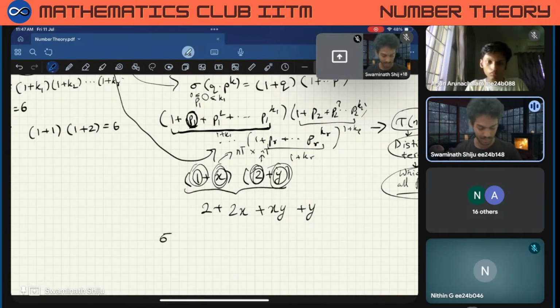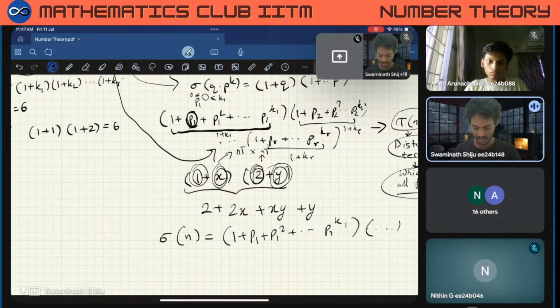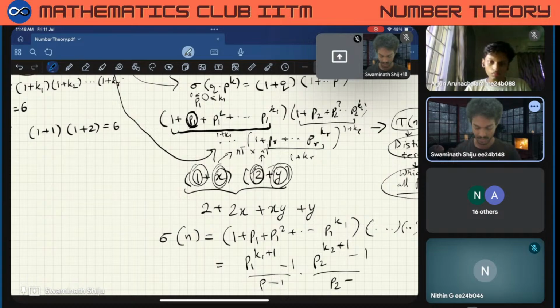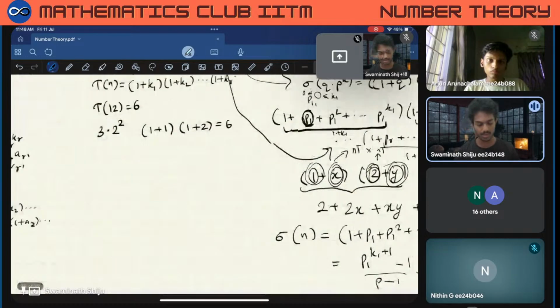So with that, we proved that sigma n would be p1 power 0 plus p1 plus p1 square, and so on, up to p1 power k1, into all that. Now again, this is a GP. We can simplify this again: p1 to the power k1 plus 1 minus 1 by p1 minus 1, into p2 to the power k2 plus 1 minus 1 by p2 minus 1, and so on, right? So we have a closed form solution for sigma also.